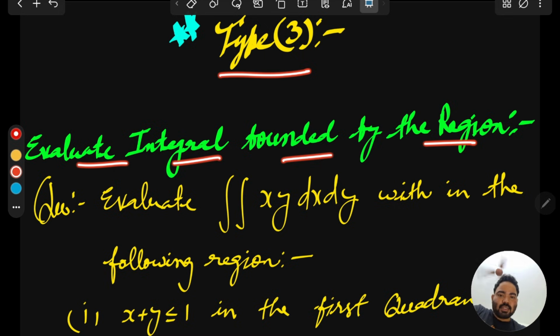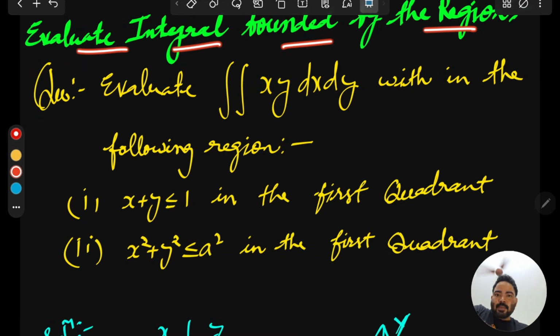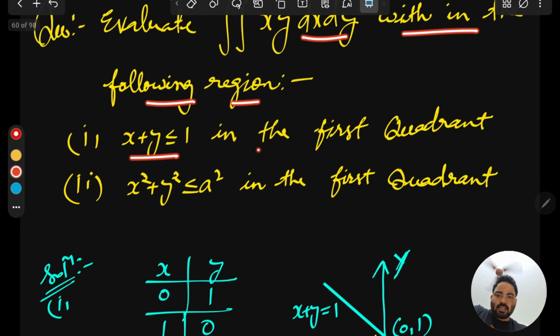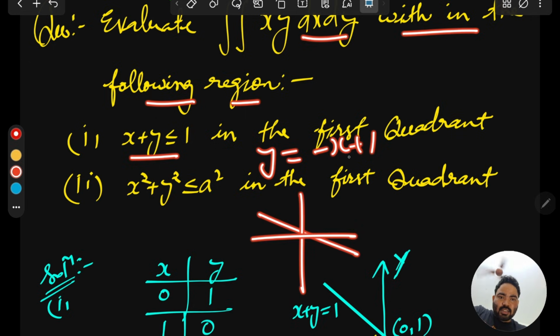Means in this case you have to see the regions, and here you can see, evaluate this double integral of xy dx dy within the following region. This is x plus y less than 1. You can notice this is nothing but the line y equal to minus x plus 1. See, the minus x line is like this, and now this is shifted in the plus 1 direction. So now this line becomes like this, and now the less-than region. So you have to find out this region.